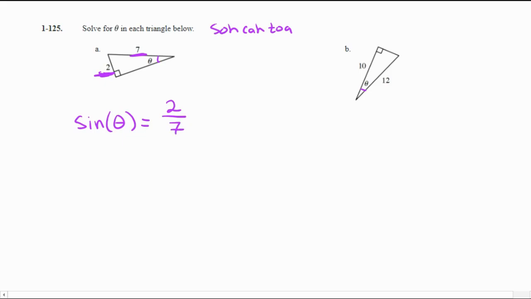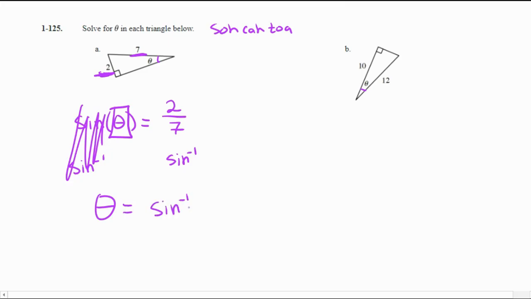Now I can just plug this into a calculator, where I'm trying to get rid of sine and leave us with just theta. So I'm going to do sine to the power of -1, or the inverse of sine, to both sides, which gets rid of the sine here, and I'm left with just theta. And then I just have to plug this part into my calculator.